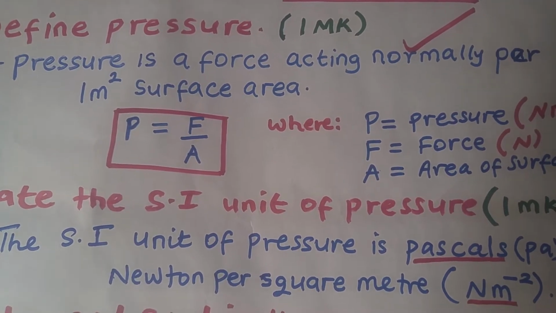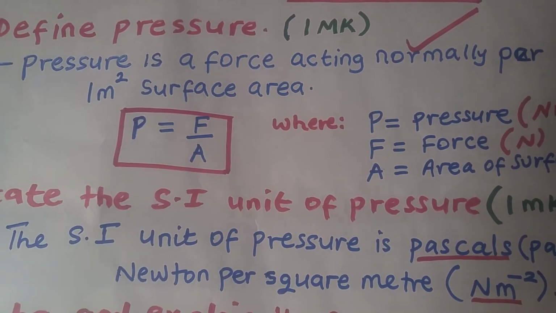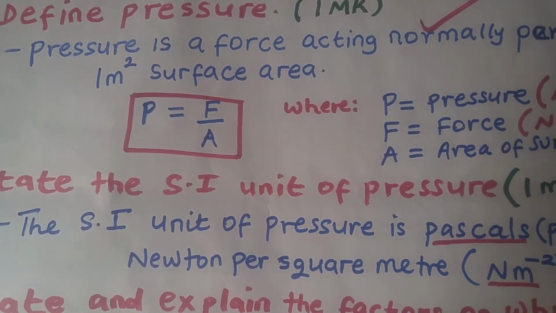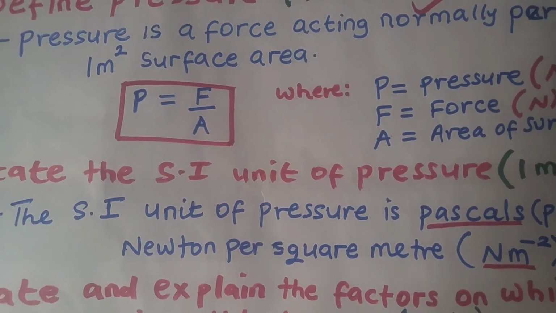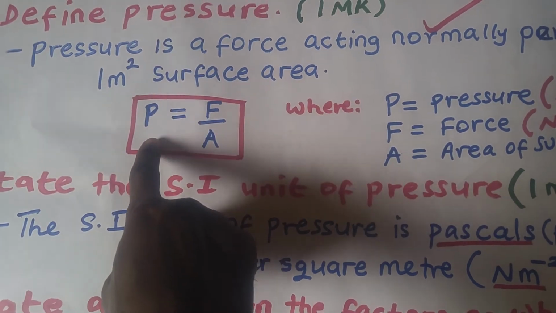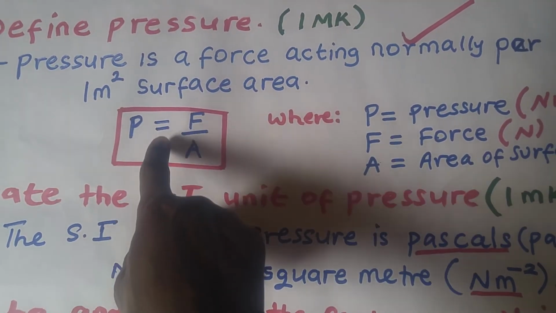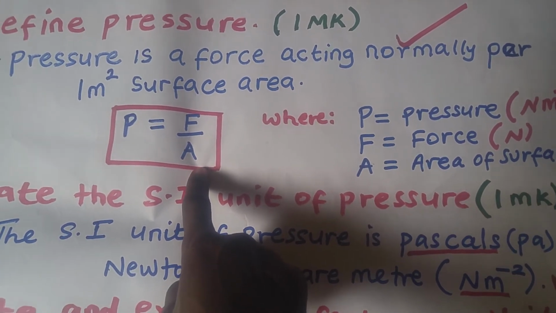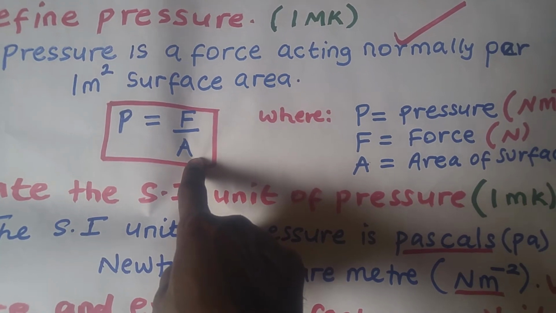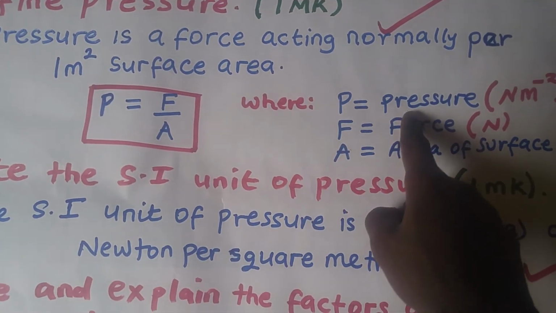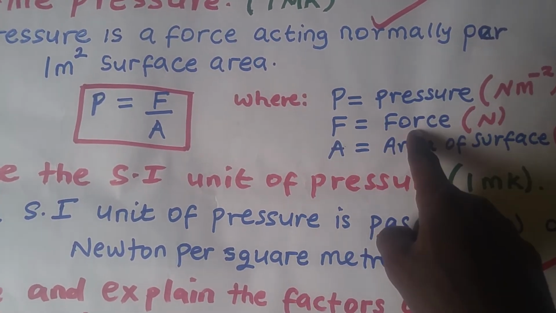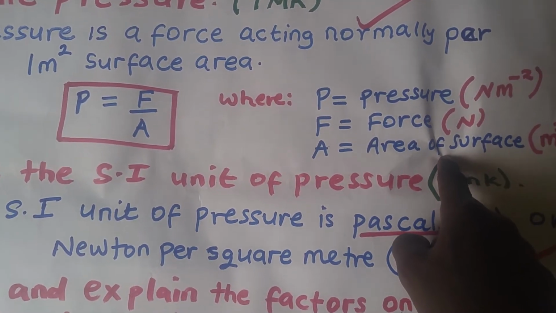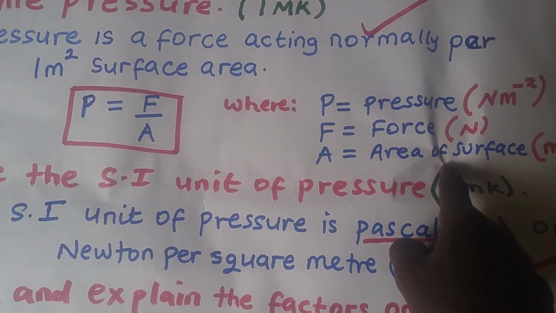Now, putting this definition into a mathematical statement, we simply write P = F/A. You see? P, meaning pressure, is equal to force over area. If you want to calculate pressure, you need to know two things: force and area. That's why here we are saying P means pressure, capital F means force, and A means the area of the surface where pressure is being applied or where force is being applied.